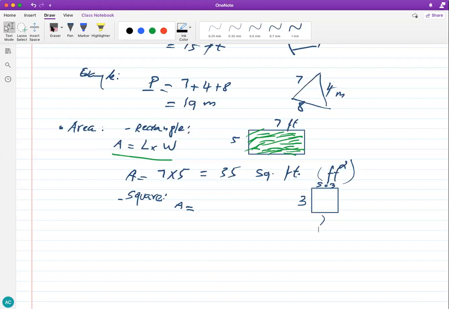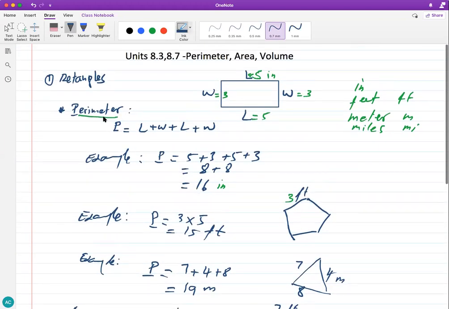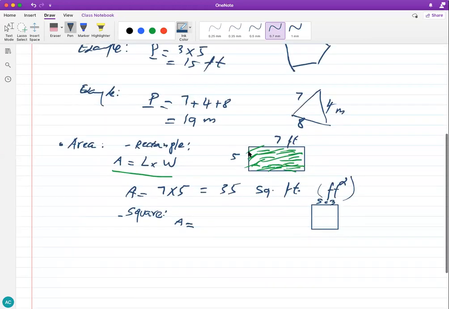What's the area if this was the 9? Okay, we need the area, not the perimeter. So in this case, they have 4 sides. That's why I said that.